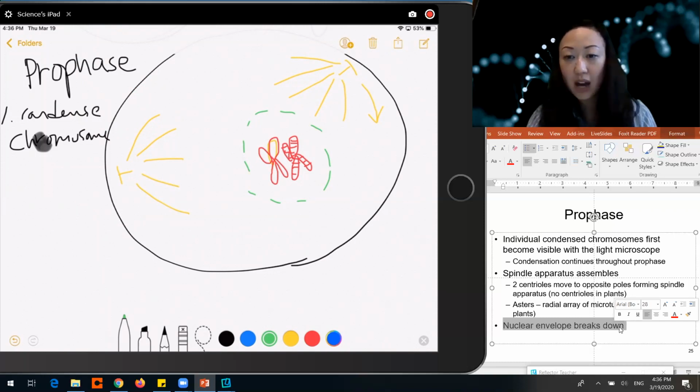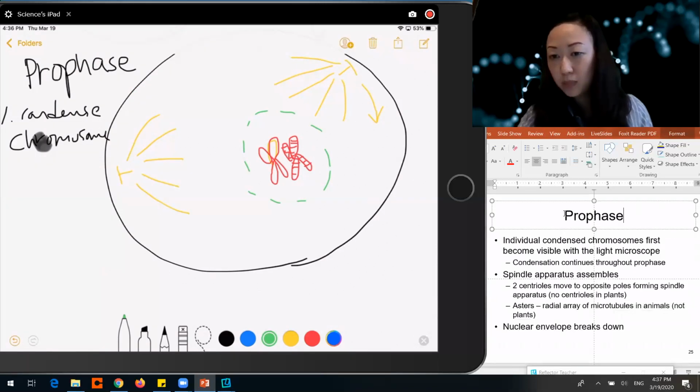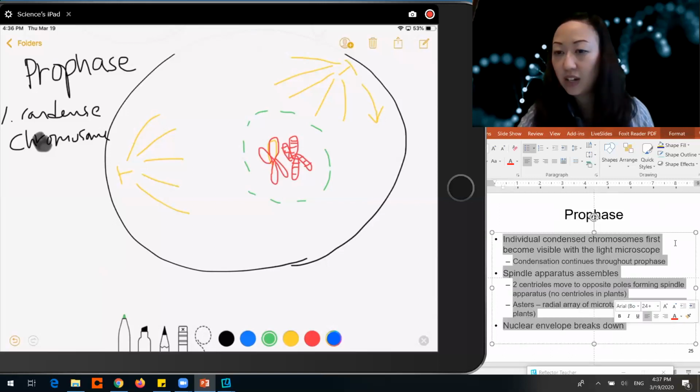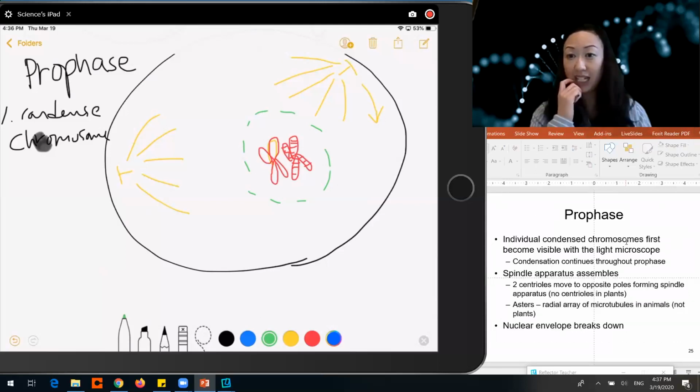Second, your spindle apparatus assembles and moves towards opposite poles. It's kind of hard for me to write all those points on the iPad I'm using. This pen really is a bit too thick for fine writing. So please use my guide down here, but you do need to know how to spell out the name and the 3 main points that happen. That is something you want to list in your drawings, and then you have to draw it out.